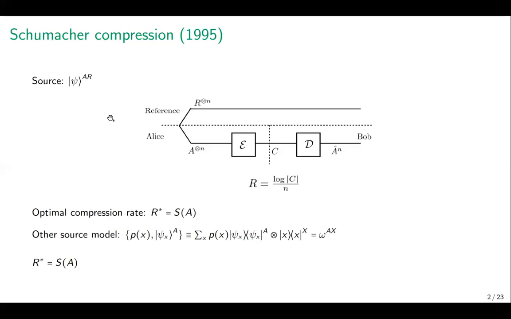Along with the purified source that he defined, he also defined another notion of a quantum source, which is basically an ensemble of pure states, which we can equally show by a classical quantum state here. And here, the classical register X plays the role of a reference system that essentially we want to keep the correlations with. So another contribution of Schumacher in the same paper was to show that even by considering the ensemble model, the optimal compression rate is still the von Neumann entropy of the system.